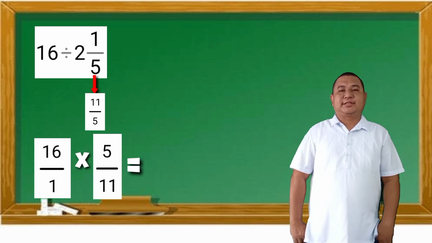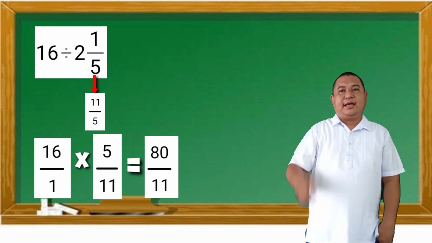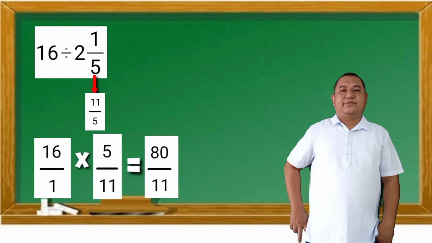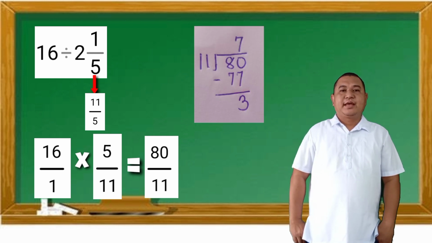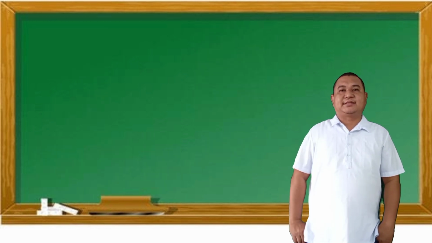Multiply the numerators 16 and 5. The product is 80. Then the denominators 1 and 11. The product is 11. The answer is, you're right, 80/11. Convert the answer to mixed number since it is improper fraction by dividing 80 and 11. The final answer is, you're right, 7 and 3/11.